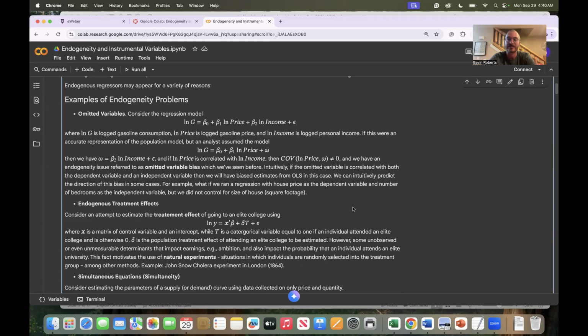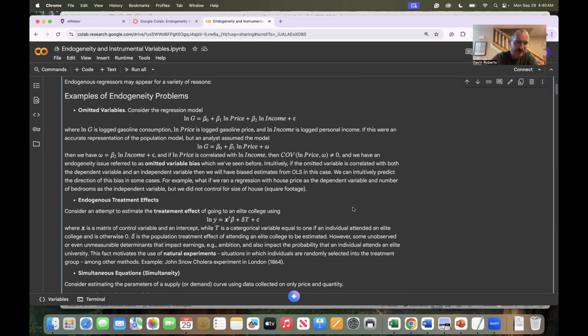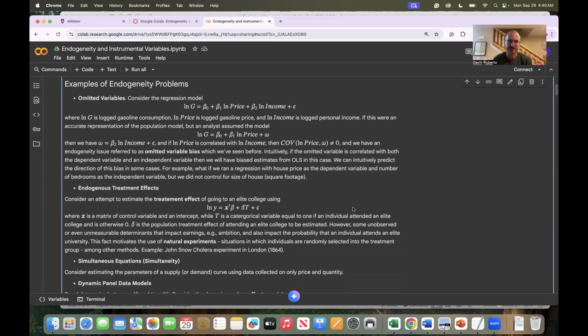So we could say that once we apply methods, if we are confident that our method would have solved the endogeneity problem. So let's go through a couple of cases, a couple I've mentioned at least briefly before. The first I'm going to mention is omitted variables. So consider the population regression model, natural log gasoline consumption. We're going to model the natural log of gasoline consumption as an intercept plus a population slope coefficient times the price of gasoline. So this looks like either a supply or demand equation.